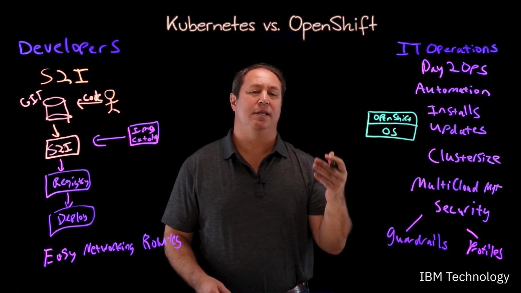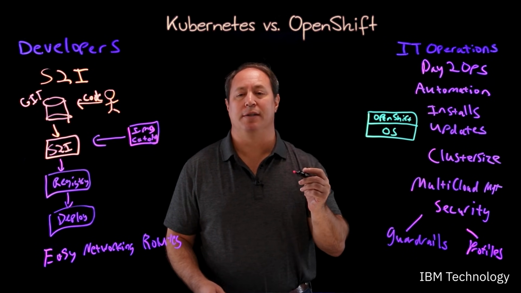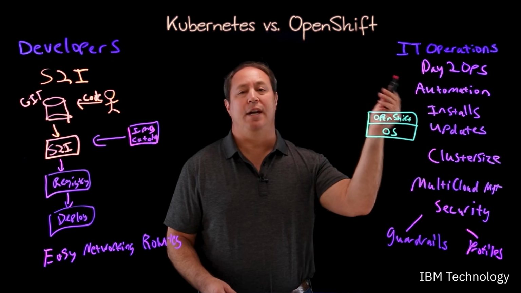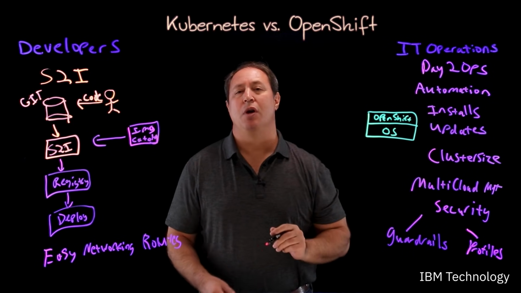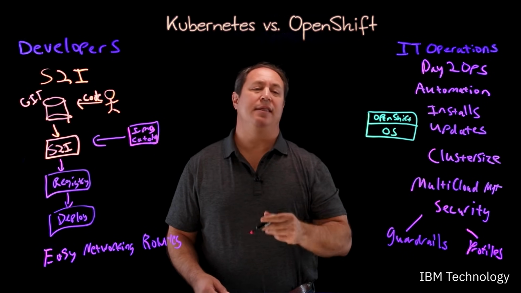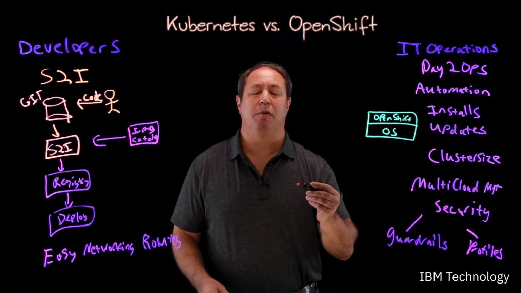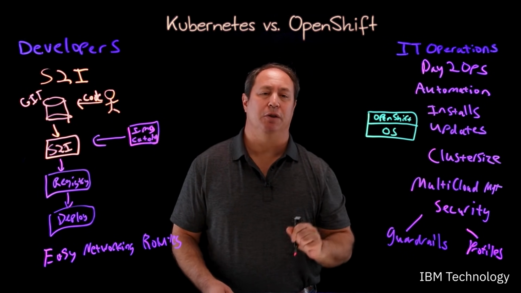So what have we seen today? We've seen that OpenShift provides us great benefits for day two operations, and it also provides us great benefits to developers and speeds up their development. And this is why we feel OpenShift provides a lot of value beyond vanilla Kubernetes.